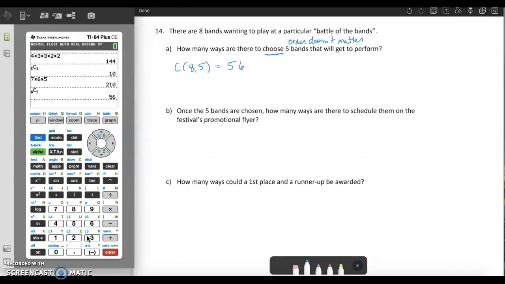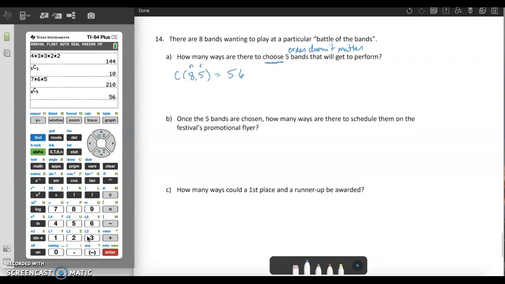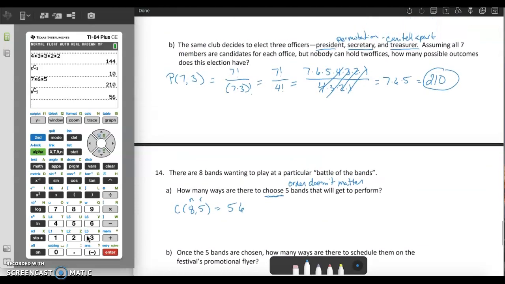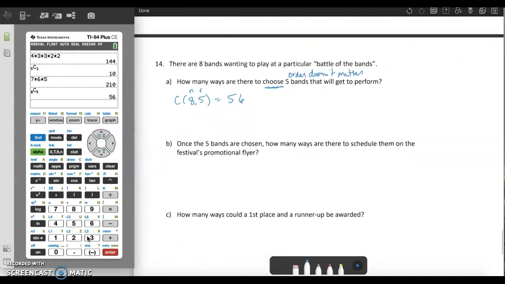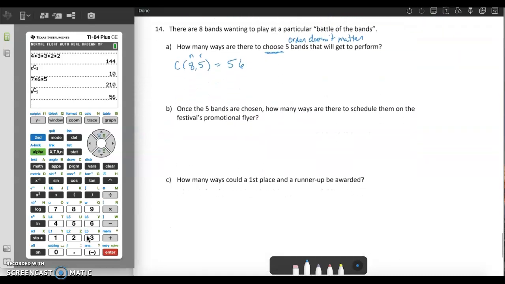Okay, that right there is the minimum amount of work that you need to show on a problem like this. You need to show me that you decided that this was a combination and what values you chose for your n and your r. And then you're welcome to do that next part in your calculator if you so choose. If you want more partial credit options, then maybe you choose to show the formula like I did above. Okay, those are options that you can have, but this is the minimum work to show.